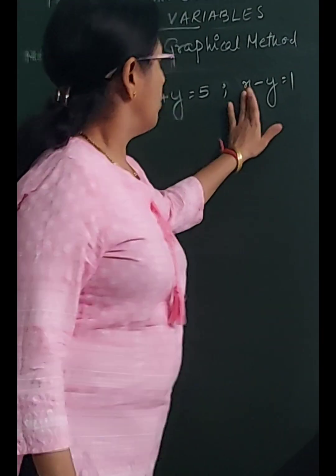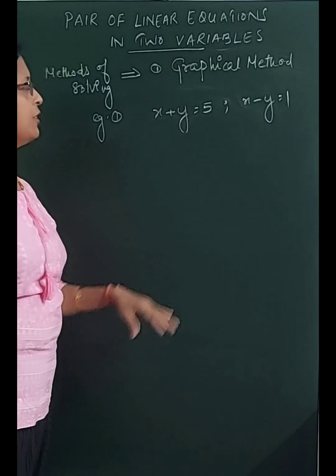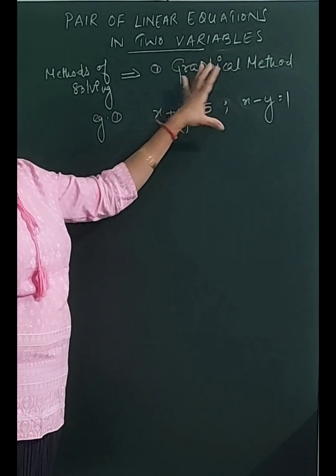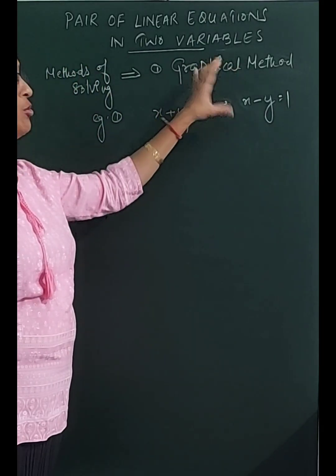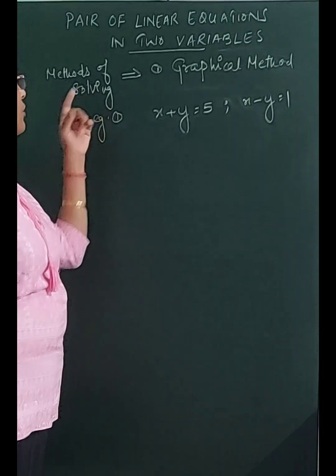So this is part 2 of your chapter 3, pair of linear equations in two variables. In the first part we have discussed what a linear equation in two variables is, and we have discussed the pair of linear equations in two variables in standard form. And now we are moving on to the methods of solving.